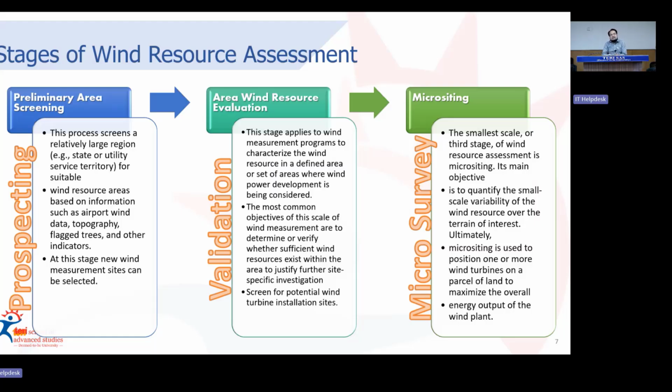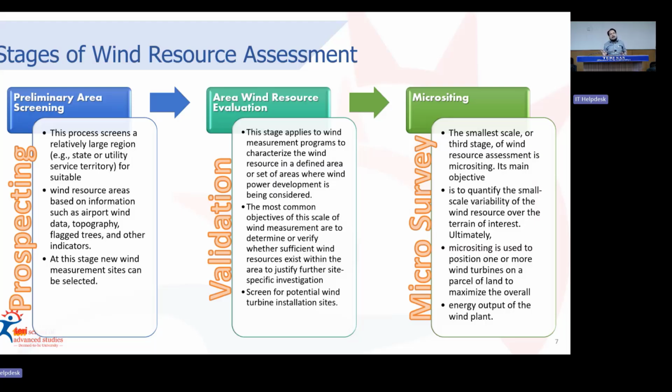So as we can see here, wind resource assessment requires us to start with the prospecting process, move to validation, and then move to micro survey. Prospecting is the process to screen a relatively large region or large area, like a state or a utility service territory, for its suitability towards wind power generation.